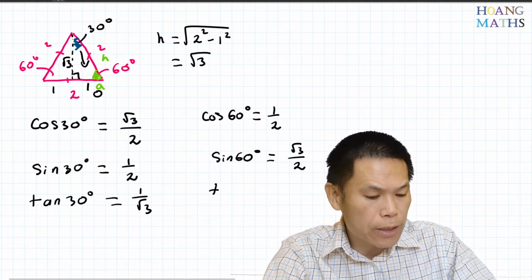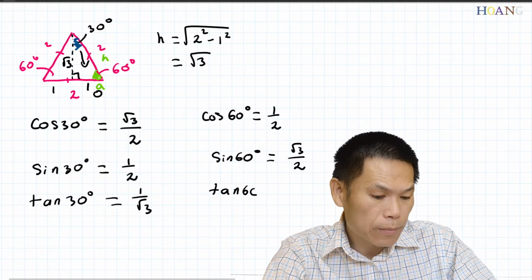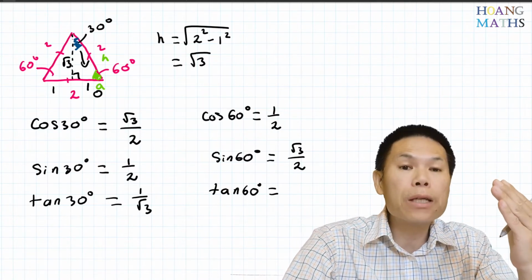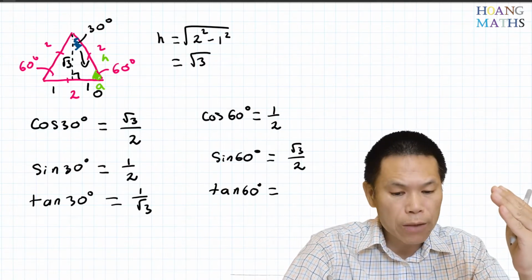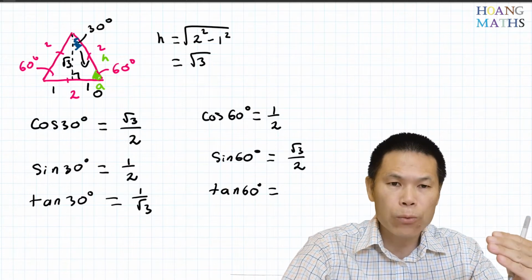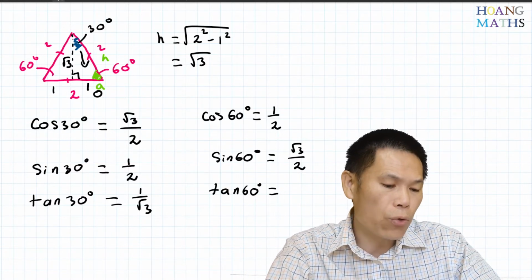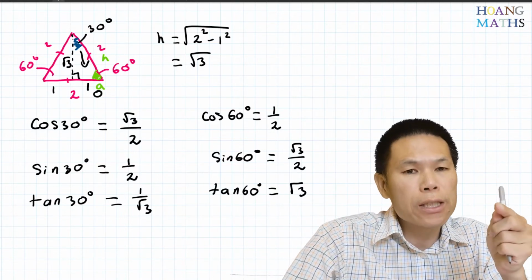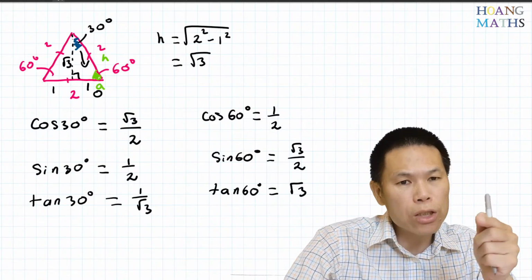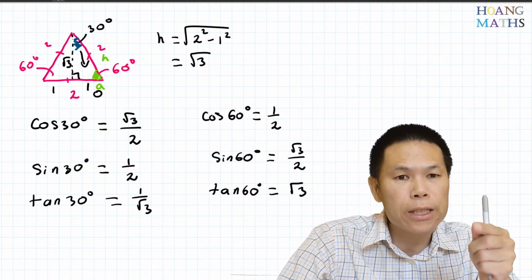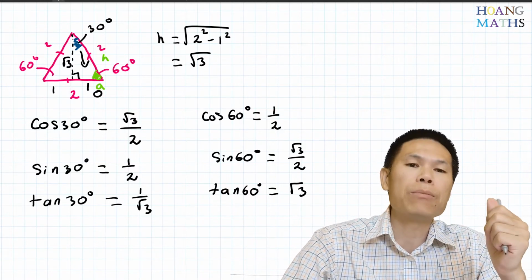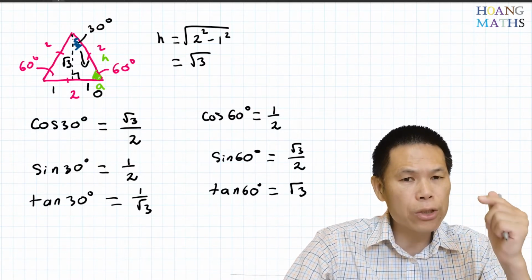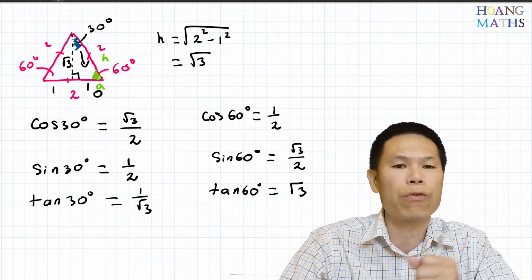And then tan of 60 degrees. So tan of 60 is opposite over adjacent. So opposite of 60 is root 3. Adjacent, which is next to it, is 1. So root 3 over 1. So which is root 3. So there you go. So sine of 60 degrees is root 3 over 2. Cos of 60 is a half. Tan of 60 is root 3. Again, every time you work out the exact value, if you do not remember the exact value, just quickly draw a triangle out and work out from there, okay?